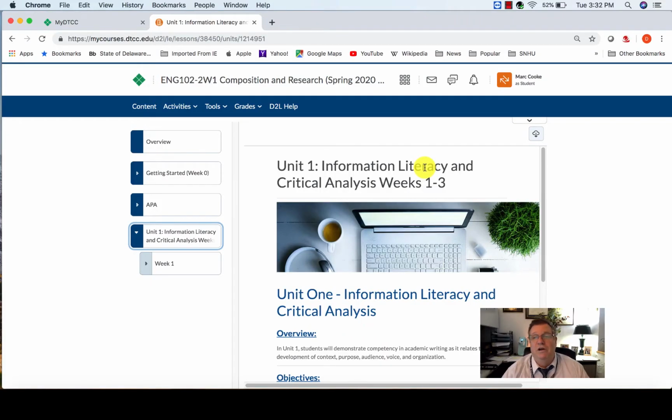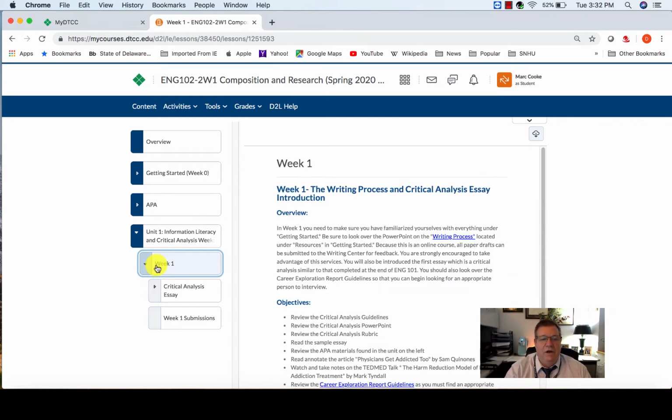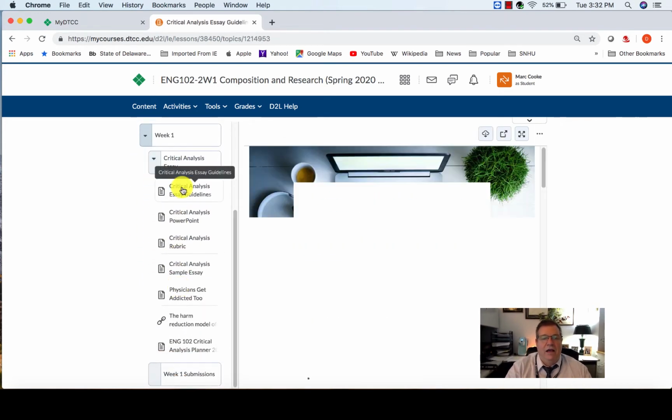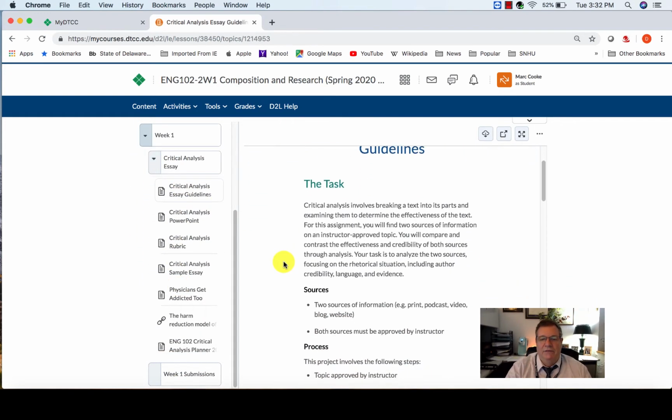So you should know where everything is by now, and I'm releasing 1 week at a time so that you only have to worry about that 1 week to concentrate on. So to get to the critical analysis essay, obviously it's in week 1. There are only really 2 boxes here. One is for submissions and the other one is the critical analysis essay. And we'll pull up the guidelines.